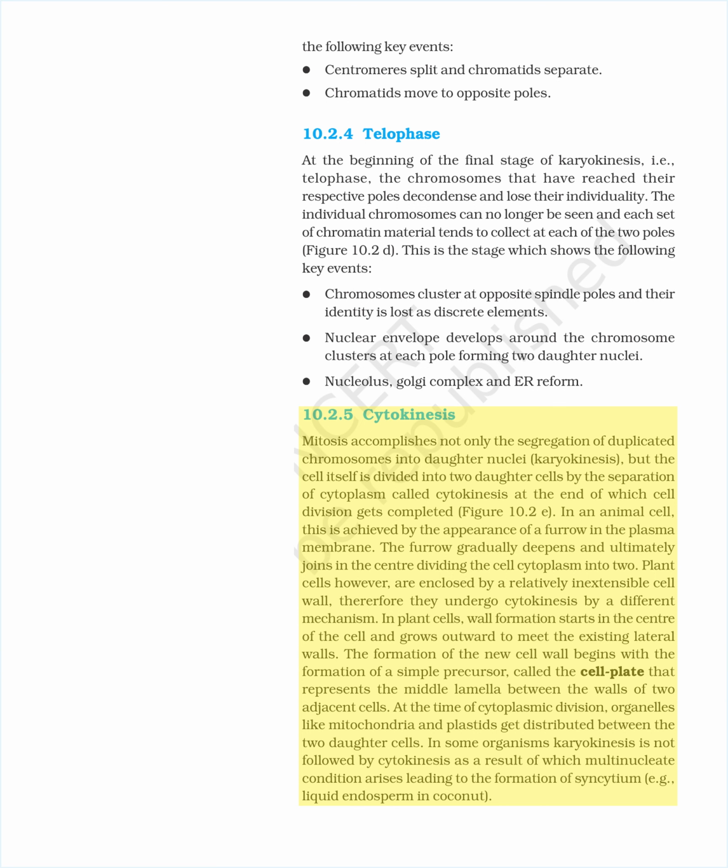At the time of cytoplasmic division, organelles like mitochondria and plastids get distributed between the two daughter cells. In some organisms, karyokinesis is not followed by cytokinesis, as a result of which multinucleate condition arises, leading to the formation of syncytium, e.g., liquid endosperm in coconut.